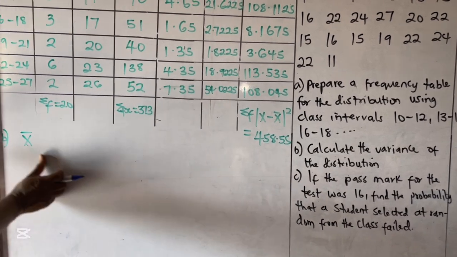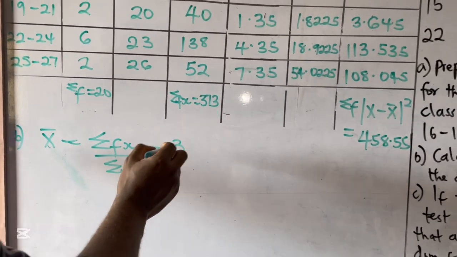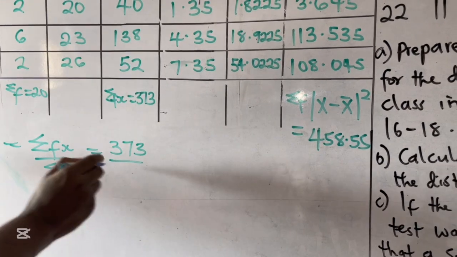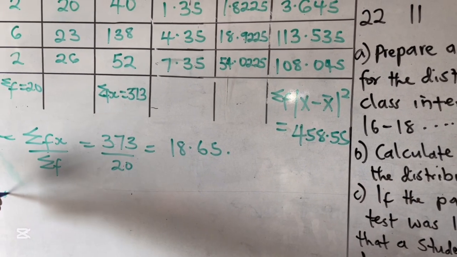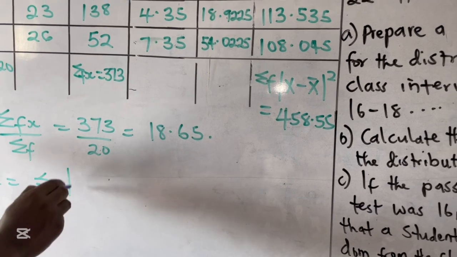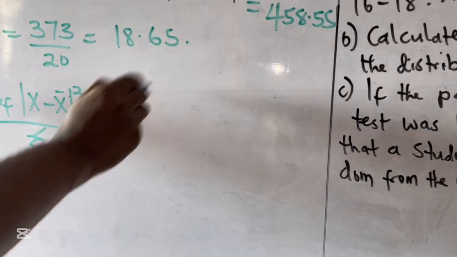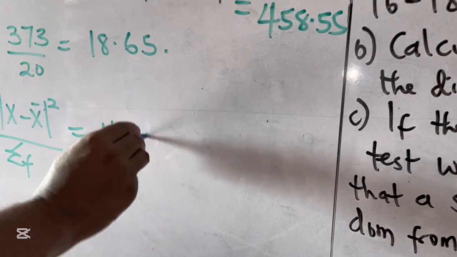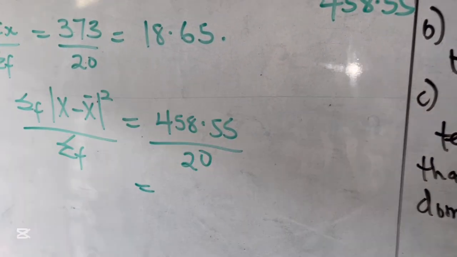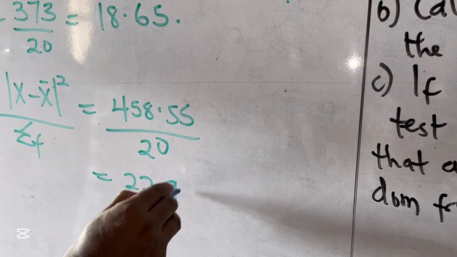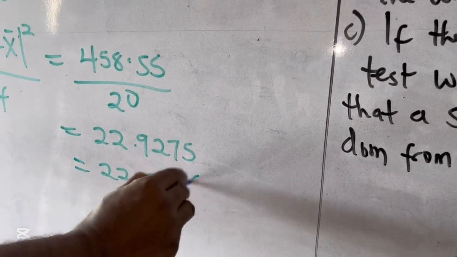Alright, so the second part says we should calculate the variance of the distribution. First of all, let's calculate the mean. We have summation of fx over summation of f. This will give us 373 over 20, which is 18.65. So for the variance, we have the summation of f times x minus the mean squared, divided by summation of f. So this will give us 458.55 over summation of f, which is 20. This will give us 22.9275. We're going to keep our answer in 2 decimal places, so we have 22.93.